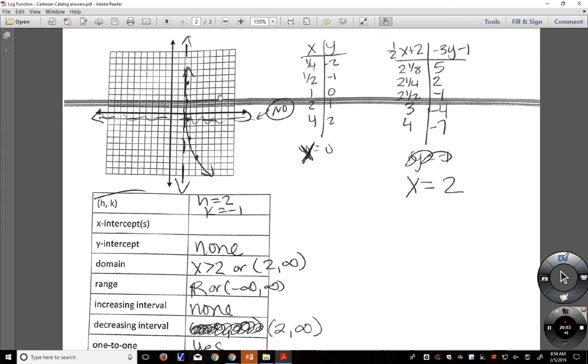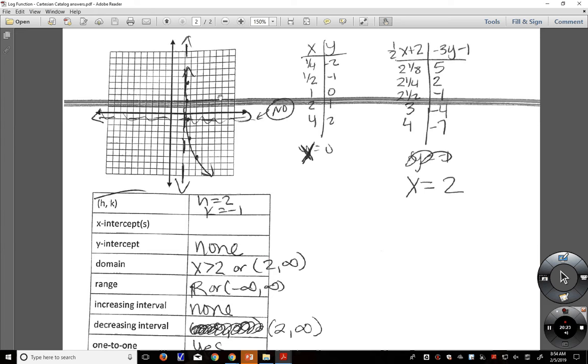Again, I left the x-intercept blank, not because there isn't one, because there clearly is. I can see it crossing the x-axis. I left it blank because we don't have the skills right now to calculate an exact value when I replace y with 0. So we're going to come back and fill that in.